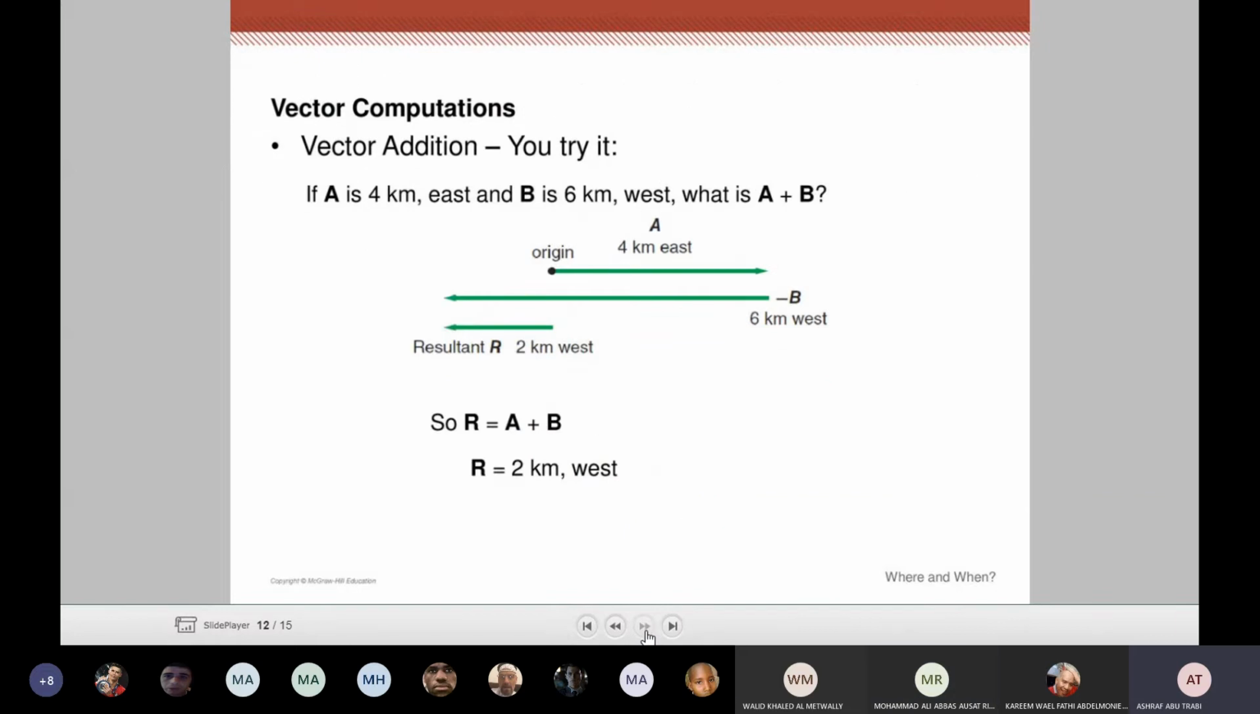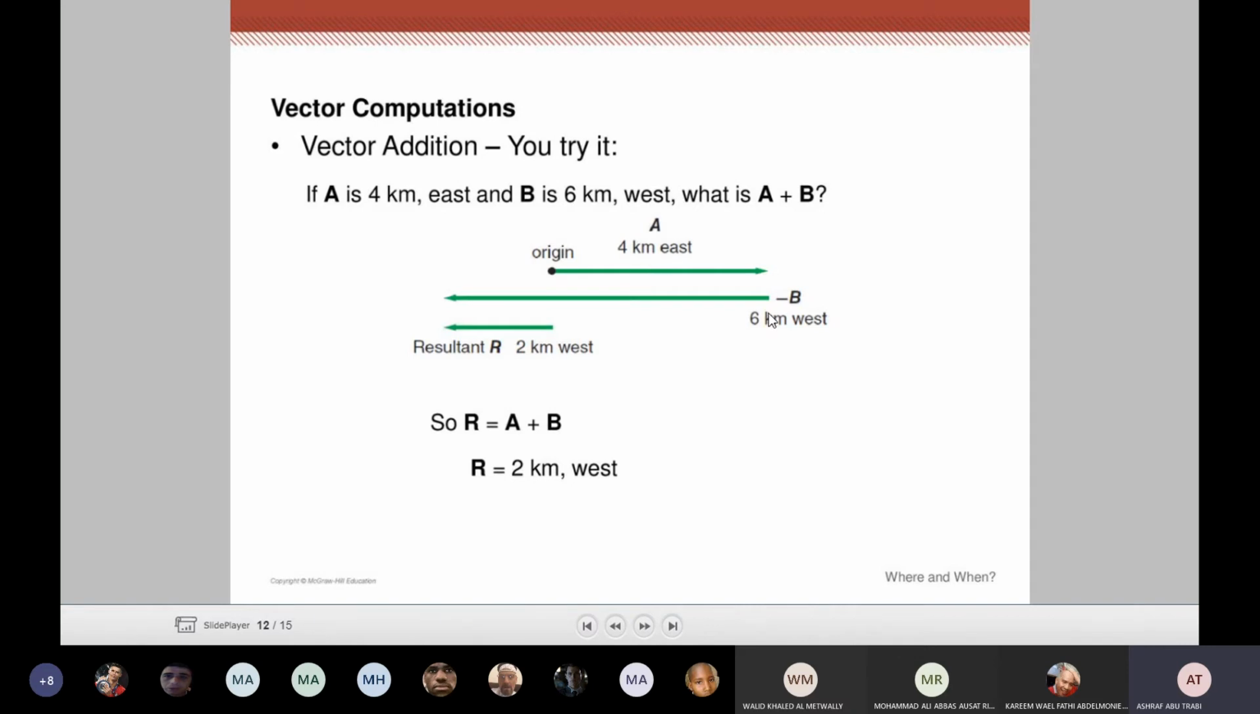Yes, Mister. Okay, the second one here. See the origin, the 0 origin. I go from the origin 4 kilometers to the east. This is the first vector. But when I reach here, I return back by 6 kilometers to the west. So 6 kilometers to the west is negative, I'm going in the negative direction. Because 6 is greater than 4, the resultant will be to the west and not to the east.